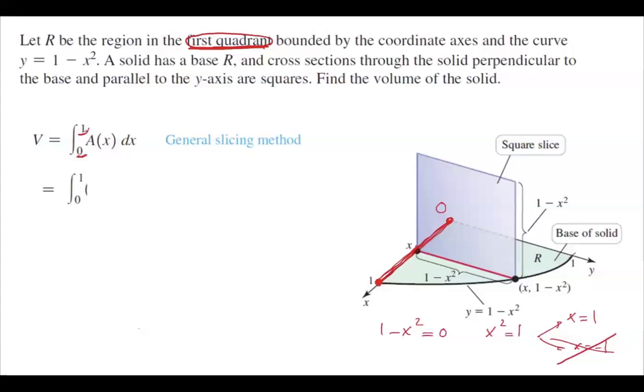This is equal to the definite integral of 1 minus x squared times 1 minus x squared. Here you have two sides. You're finding the area of this object. The area of this object is 1 minus x squared times 1 minus x squared. That's how you end up with this exponent 2 here. And then we take the integral with respect to x.